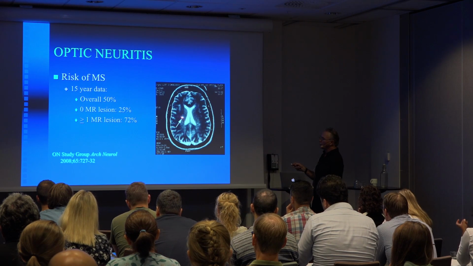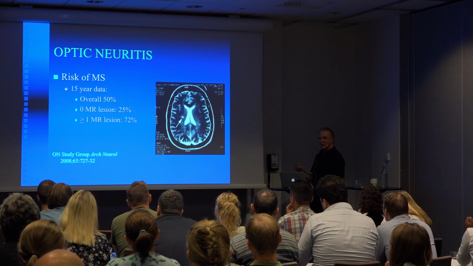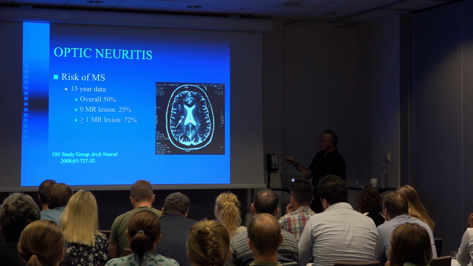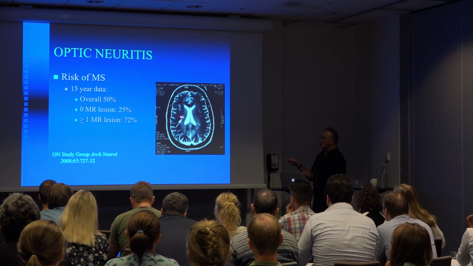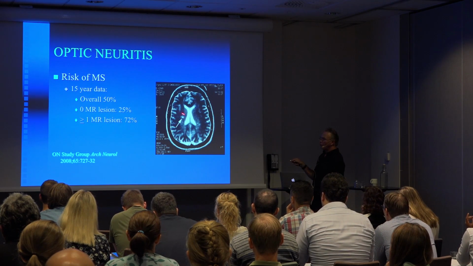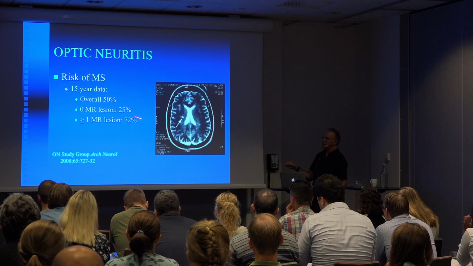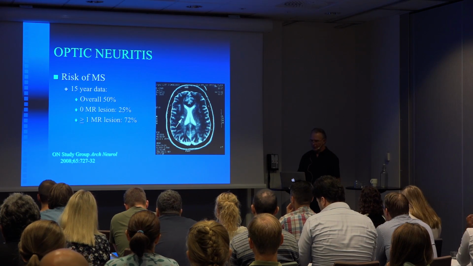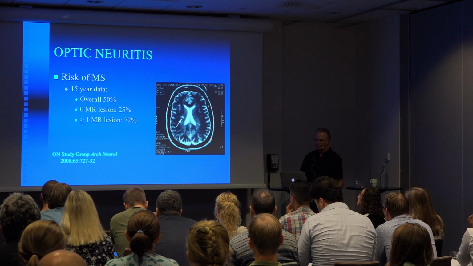If you have at least one lesion that looks like an MS lesion, oblong-shaped around the periventricular region of the brain, this is a T2, but FLAIR images are even better for looking at this. One spot goes up to 72%. So very high risk that you're going to have clinical MS at 15 years after the onset.